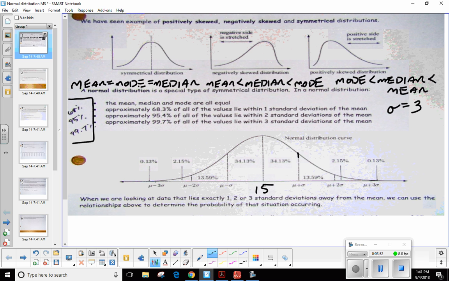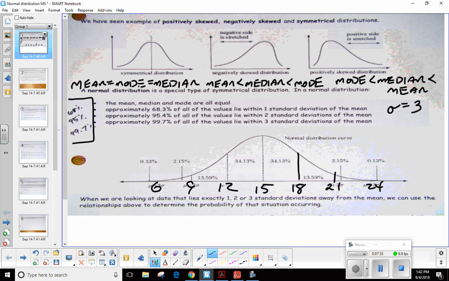So 1 standard deviation above would be 18 because I took the mean and added on 1 standard deviation. Within 2 standard deviations, this would be 15 plus 3 plus 3. So what would that be? 21. Yeah. To go above, you're just going to add your standard deviation. So when I get to mu plus 3 standard deviations, that would be 24. Now to go in the opposite direction, we just subtract them. So 15 minus 3 is 12, minus 3, and then minus 3. There you go.